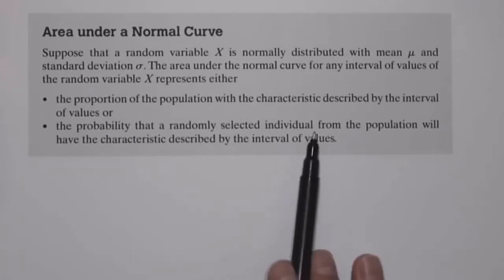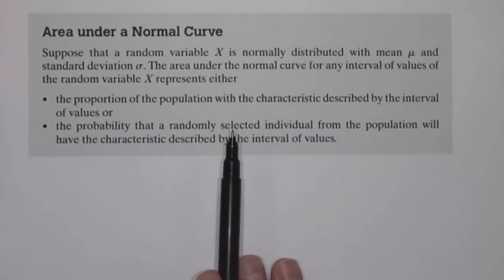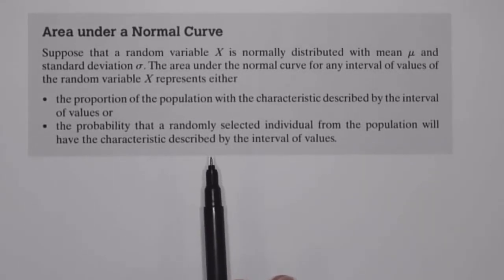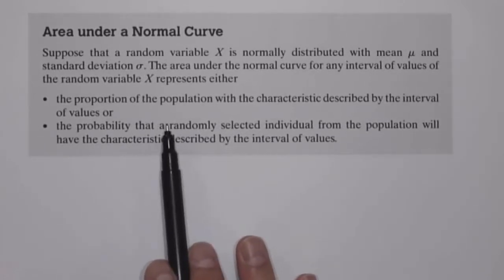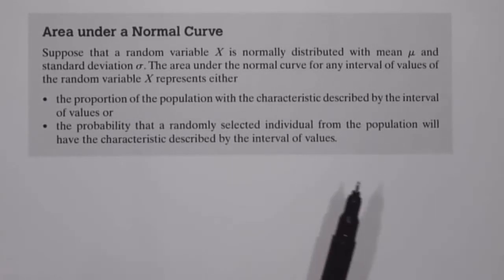So these are the interpretations that we're going to be using when we find the area underneath the normal probability curve. We're either going to think of that area as a probability, or we're going to think of that area as the proportion of the population that has the given characteristics. Let's look at an example.